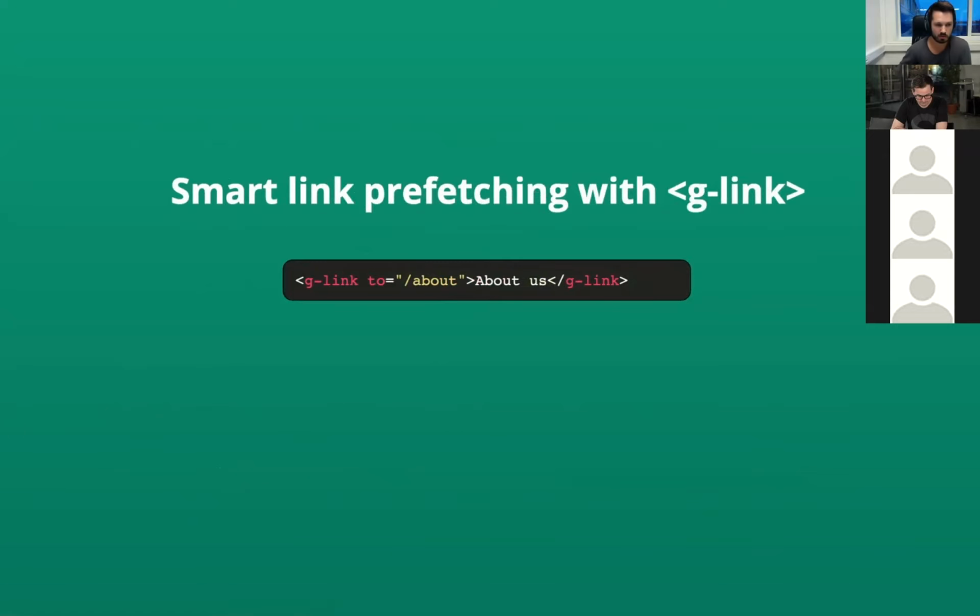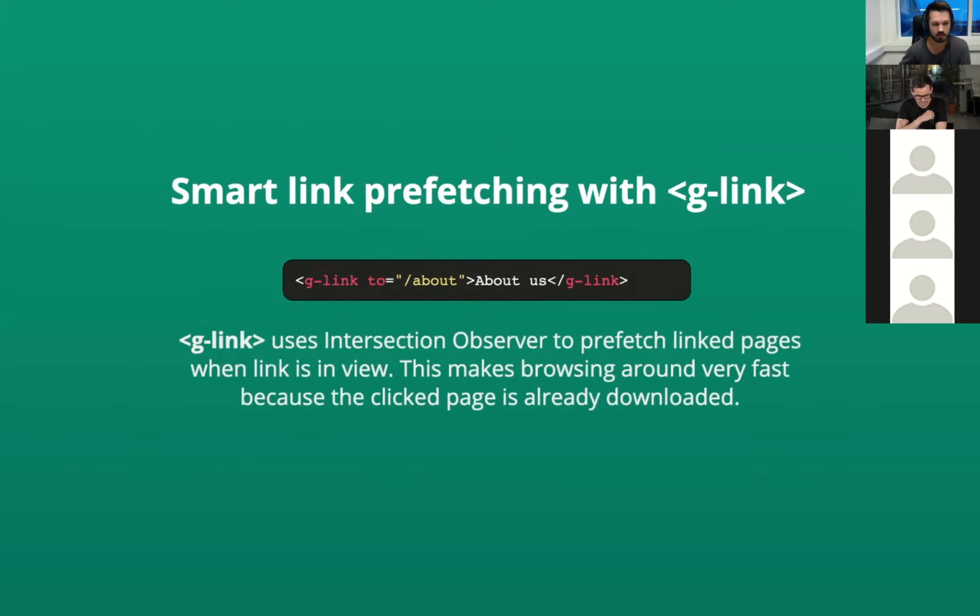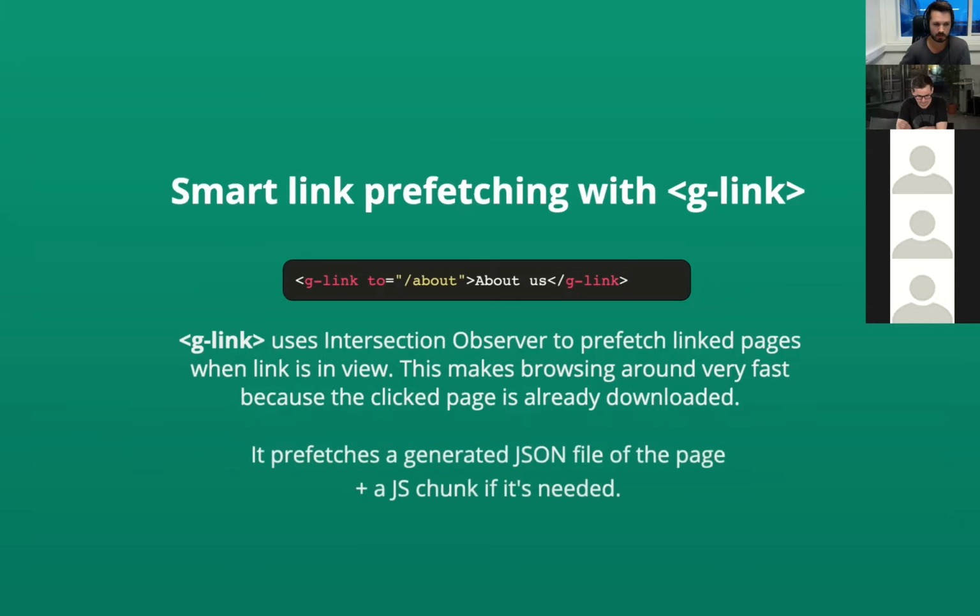In Gridsome, we have a global component called g-link. It's almost like Gatsby link. G-link uses intersection observer to prefetch linked pages when they're in view. This makes browsing around very fast because the clicked page is already downloaded. It prefetches a generated JSON file of the page plus a JavaScript chunk if it's needed. So it only loads a JSON file of the next page. It doesn't load the whole HTML file. So it's very fast, and it loads a JavaScript chunk if it's needed, like if the next page has different JavaScript.